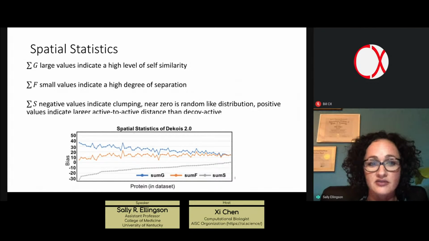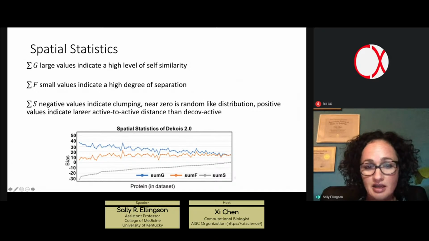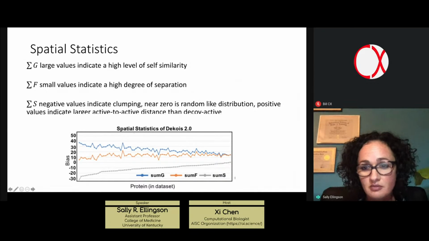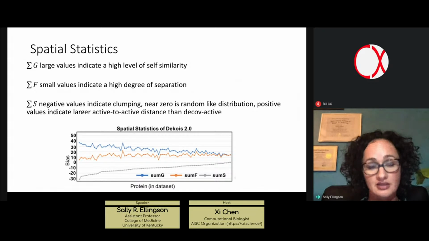And a positive value indicates a larger active-to-active distance than decoy-to-active, which might show that there's a problem in the data set. And what's shown here in this graph is the x-axis is each individual protein in the data set. And the sum S is supposed to be near 0 to show low bias, and we can see that there are very few proteins in the data set that actually have this, showing that using these statistics, we can see that there are a lot of problems in this data set as far as making things easy to classify based off of actives being very similar and dissimilar to the decoys.